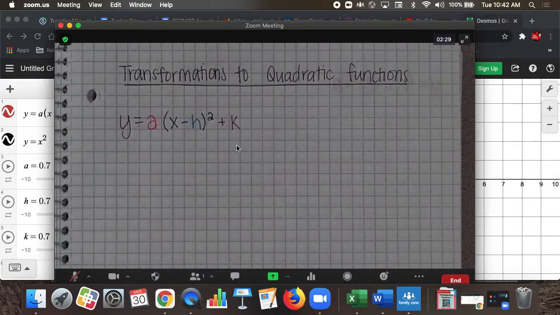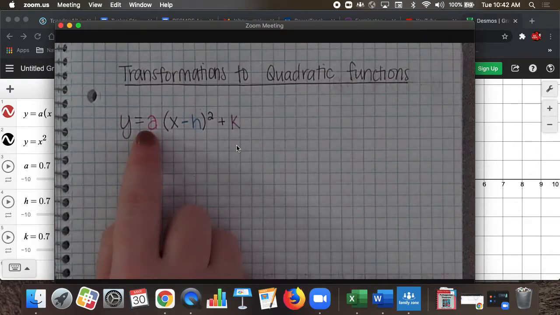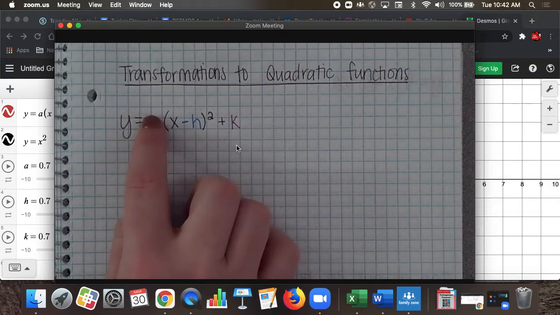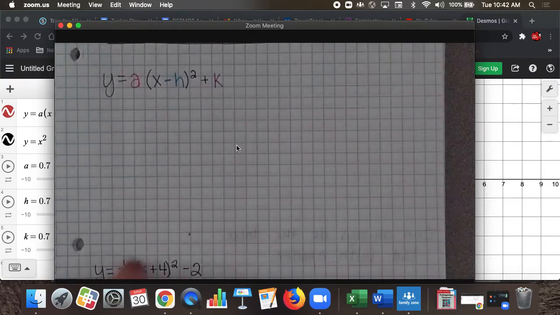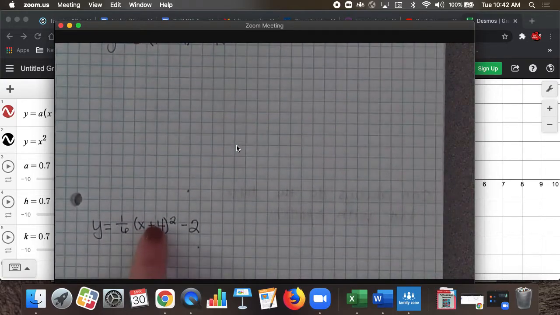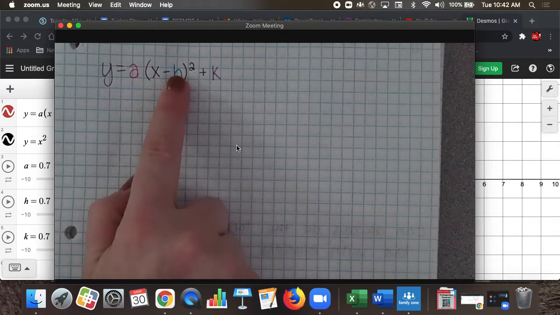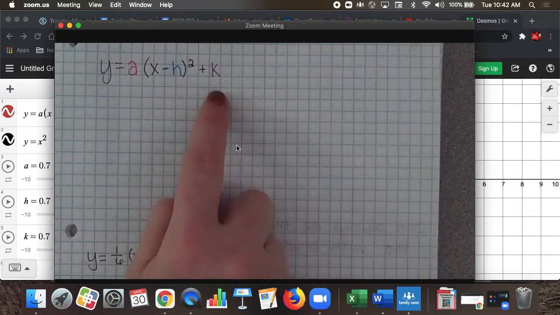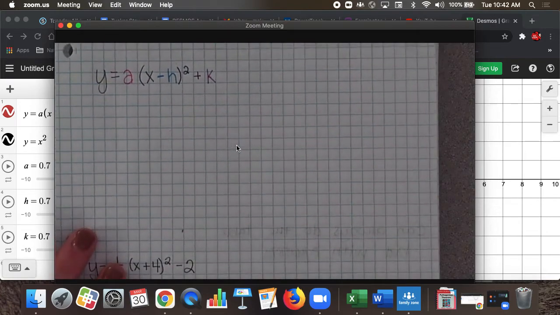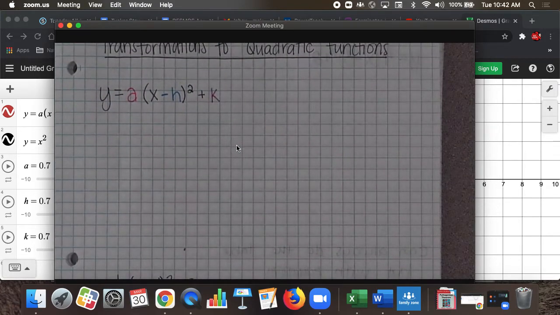So transformations, and we just use a letter so that whenever there's a number in this spot, like if we look at this one, the number that's here we identify as a, the number that's inside of the parentheses we identify as the h, and the number that's adding or subtracting at the end is the k, and each of those numbers does a different thing. So I'm going to go ahead and write this out.